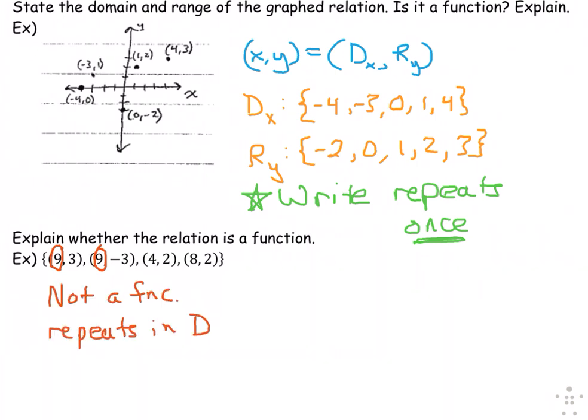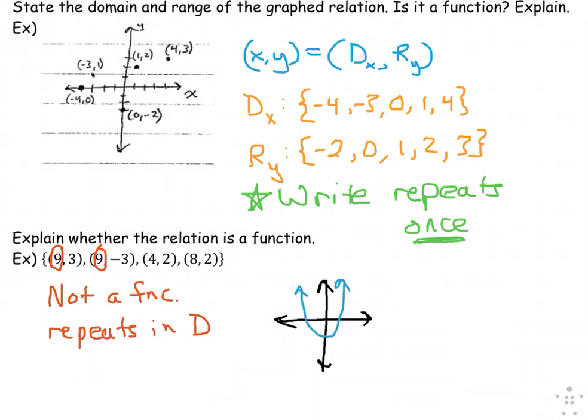That means that we don't have a function, and please note the following. Avoid the trap of thinking that if you have repeats in the range, that would void it as a function. It wouldn't. You could have repeats in the range and still have a function, like in the following, where I have an upward facing parabola.